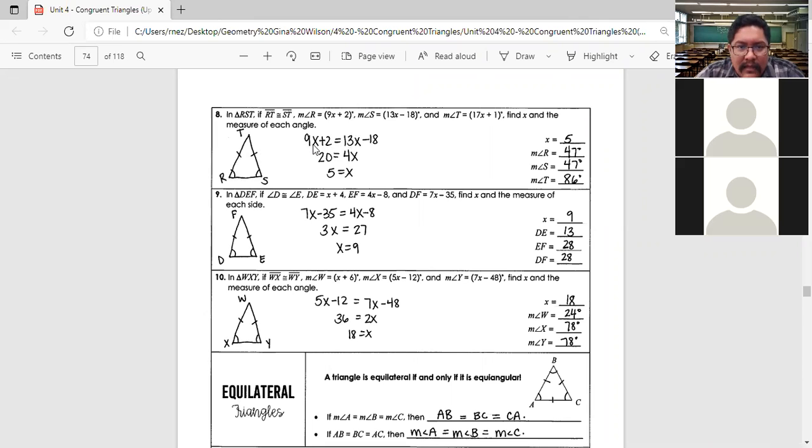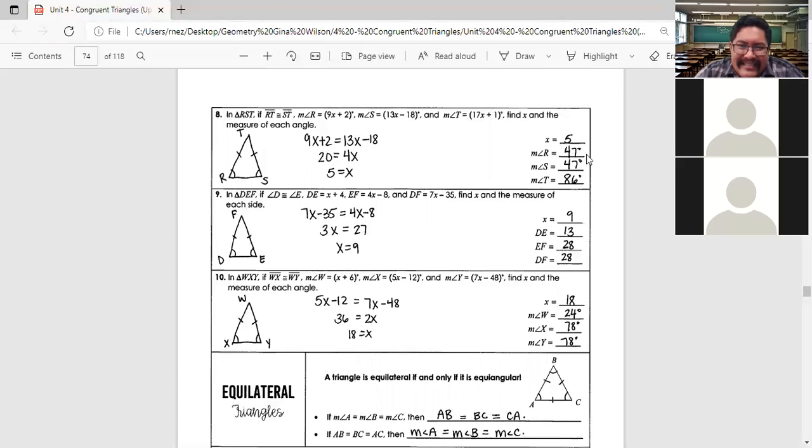And let's see, minus 9x from both sides, 13 minus 9 would be 4x. And then I'm going to have to add 18 to both sides. So 18 plus 2 would be 20. So 4x, 4 times what gives me 20? Well, that'd be 5. Now again, make sure you read the questions because in this case it says find x and the measure of each angle. So we still have 5, so don't just end it right there.